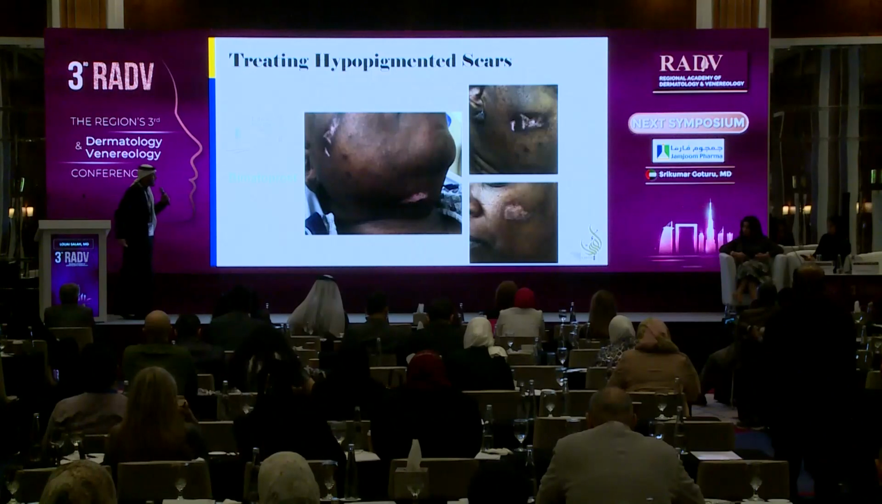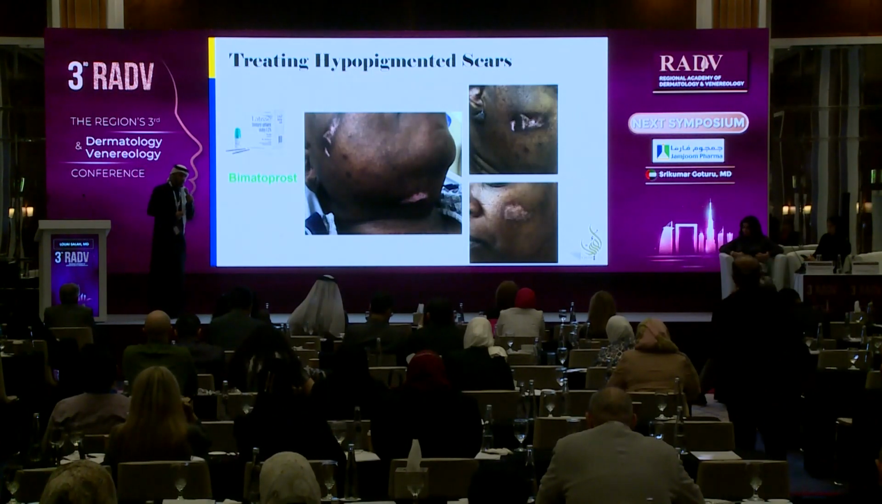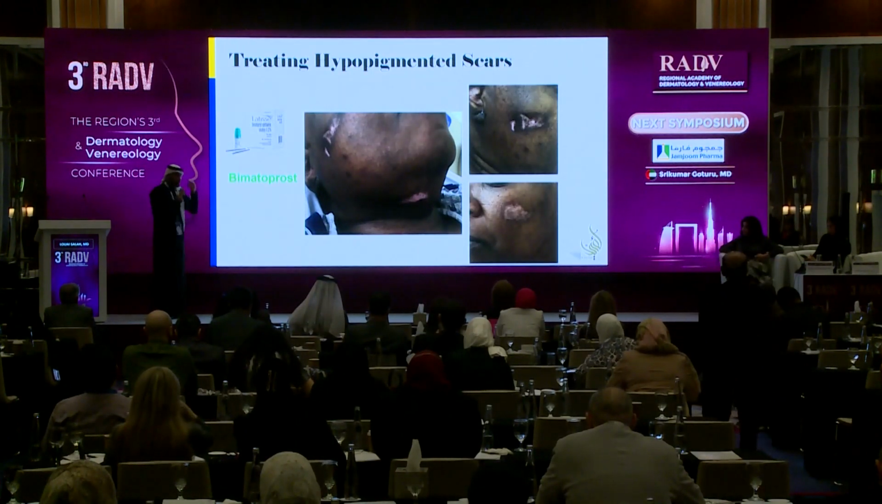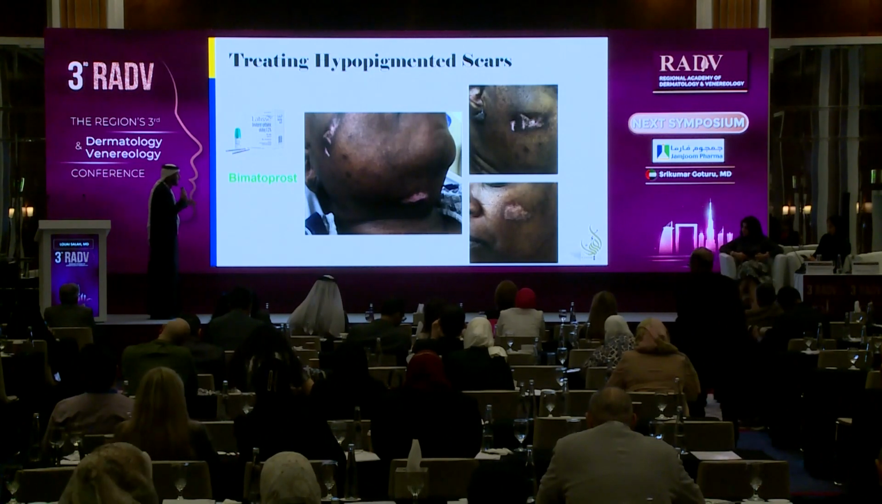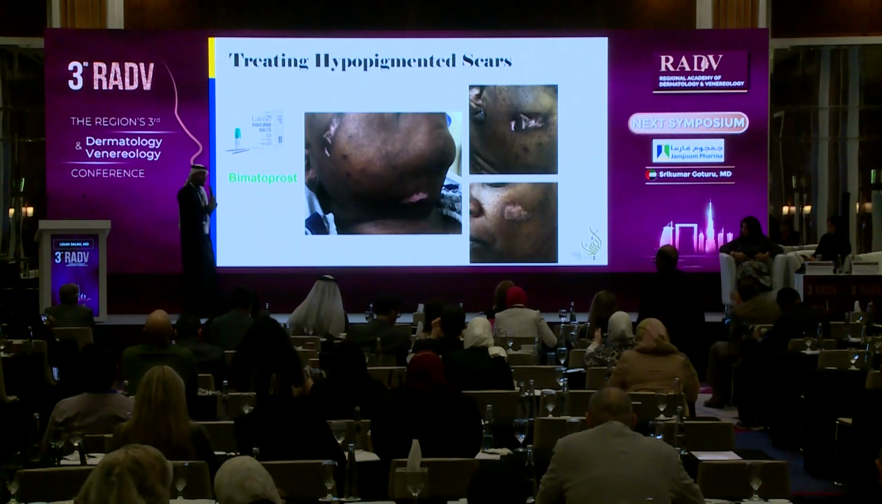But what about hypopigmentation? Can we treat it? It's one of the most difficult things to treat, right? Like this one. So what has been shown to be actually effective is bimatoprost. You know bimatoprost, that is used to elongate the lashes. It's a prostaglandin agonist. It actually has an effect on tyrosinase, so it stimulates the melanogenesis.